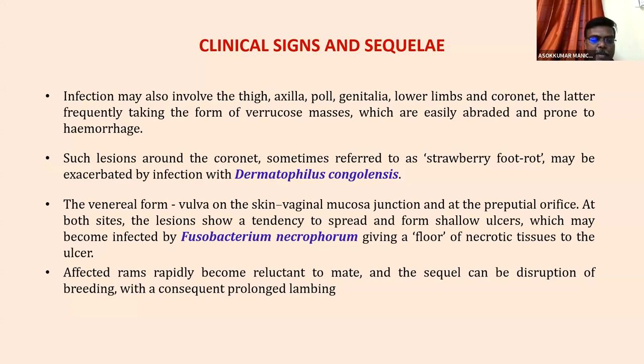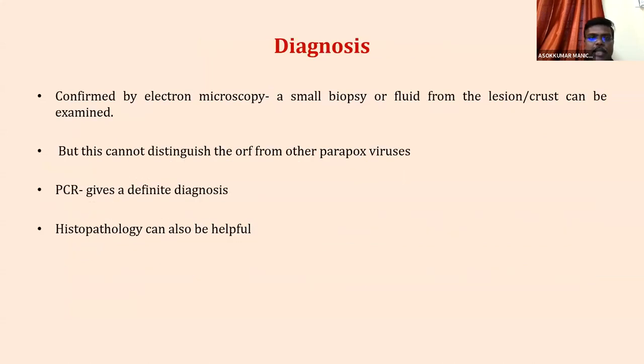The affected rams rapidly become reluctant to mate. Usually, when the peripheral orifice is affected, the ram will be reluctant to mate, and the sequel can be disruption of the breeding with a consequent prolonged lambing. The lambing will be delayed. So diagnosis is normally by clinical signs; obvious clinical signs could be enough to have a diagnostic aspect.